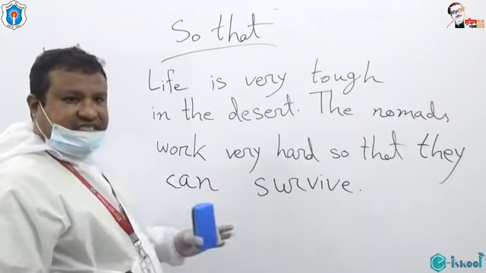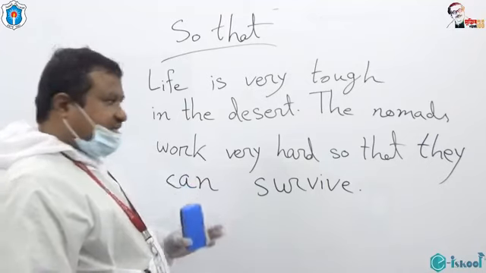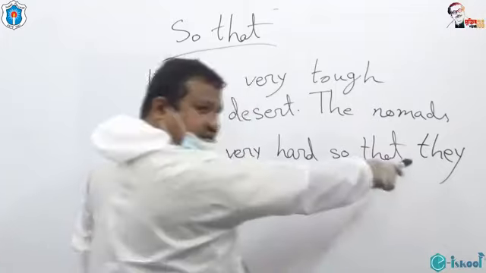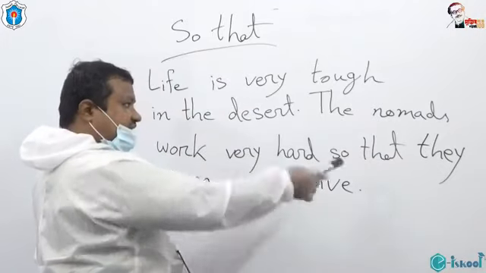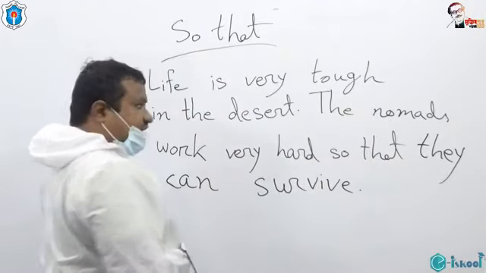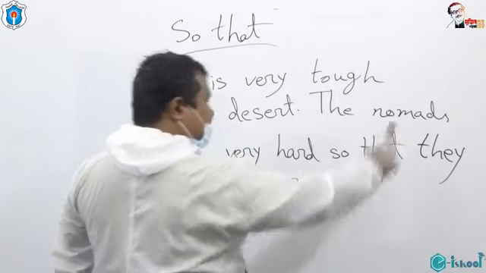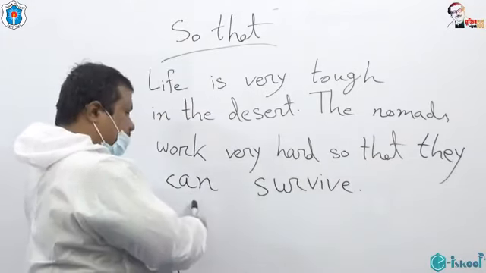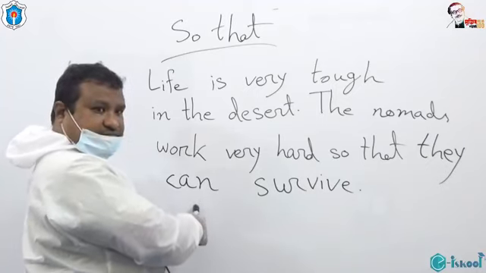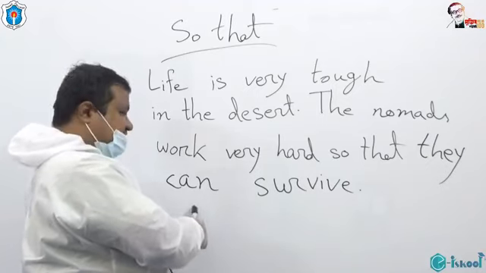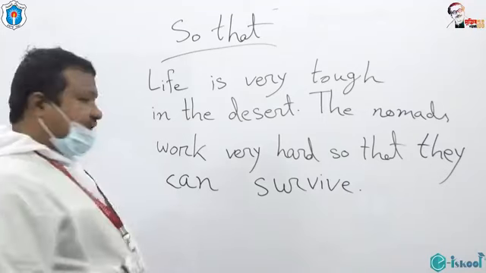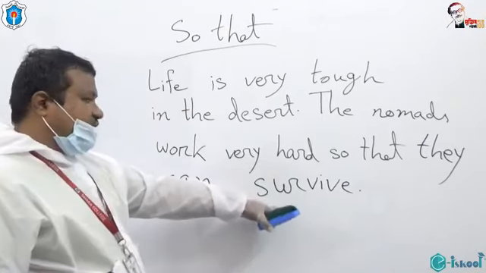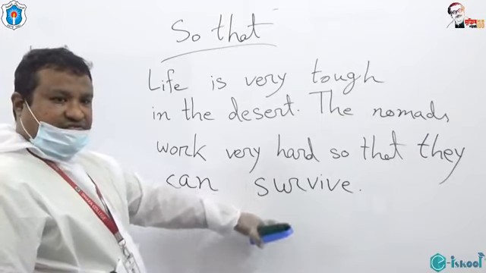So what is the structure? The structure is actually, we are using this they. They is the subject. This subject refers to what? This subject refers to the nomads. And then we are using the word can. This is a modal verb. And then after this modal auxiliary, we are using the relevant main verb.